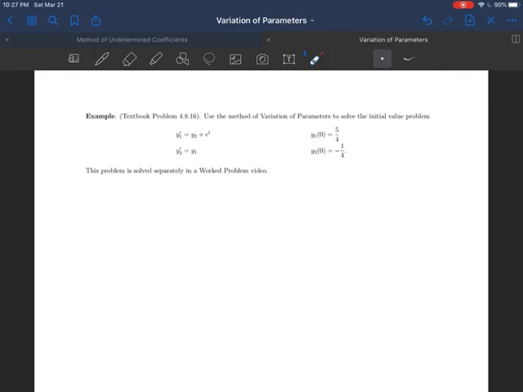That's covered in the next video, which is a worked problem video with this exact problem. So go ahead and watch that next one if you want to see how this works in practice.